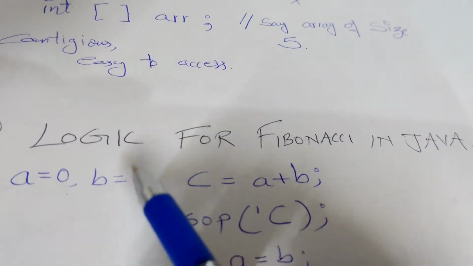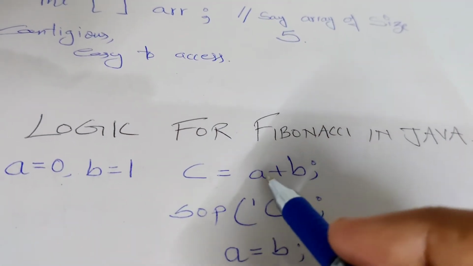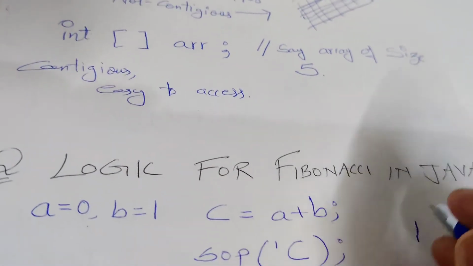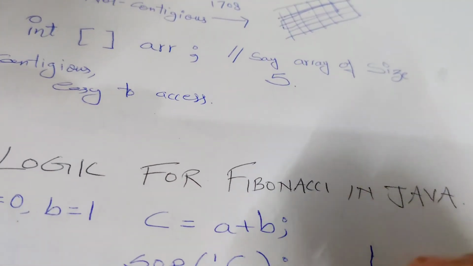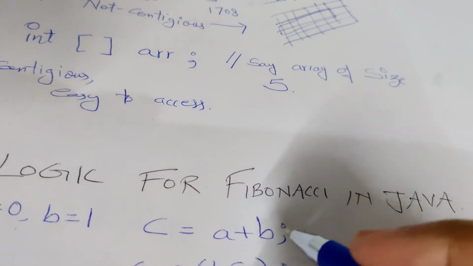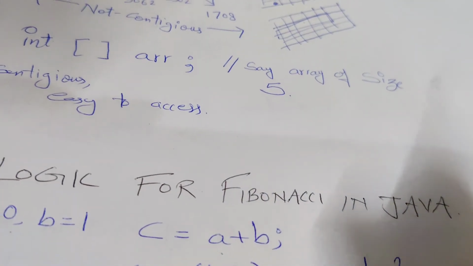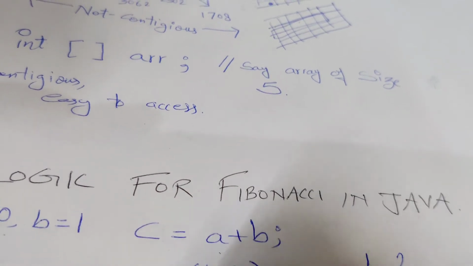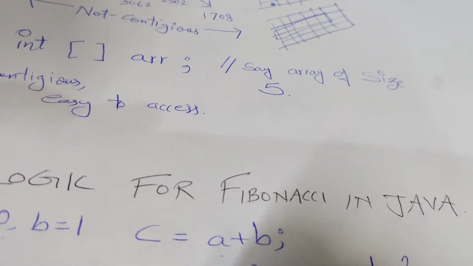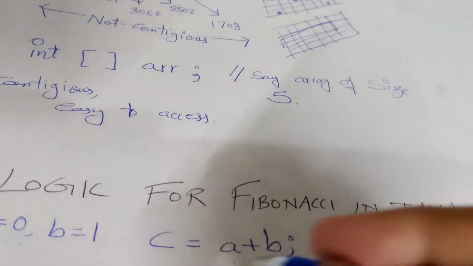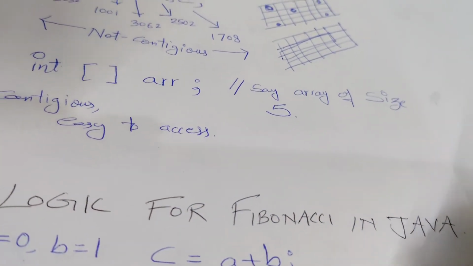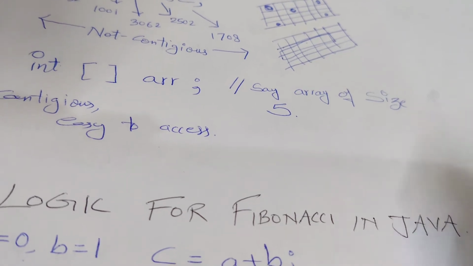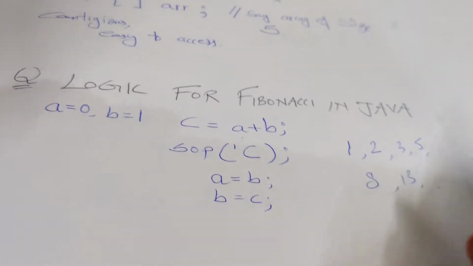Like if a is 0, b is 1, c is 1, 0 plus 1, 1 will get printed. And similarly a equals 1, b also equals 1. Now 2, the 2 will get printed. Then 2 and 1, 1 and 2, 2 plus 1, 3, 5, 8, 13, and so on and so forth. So I explained in this way.